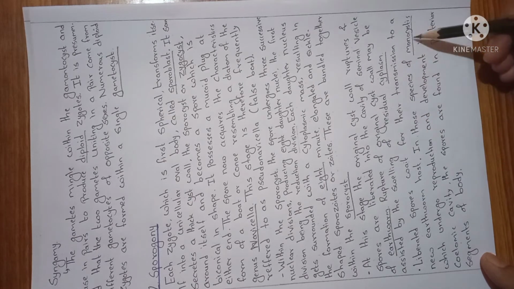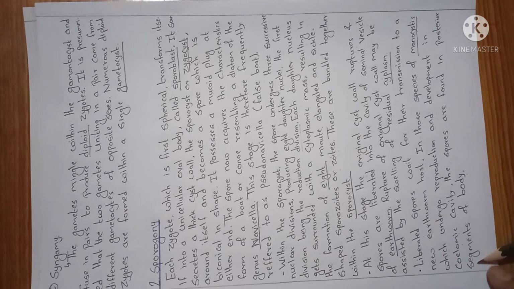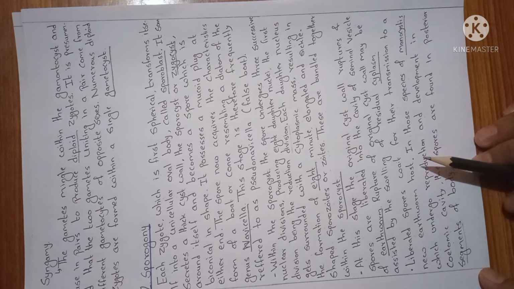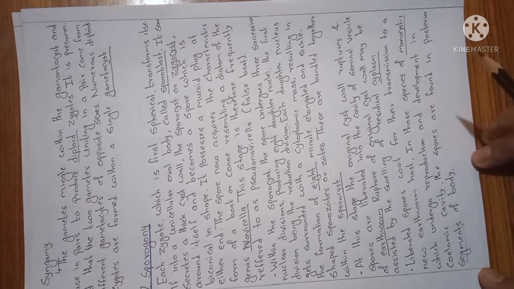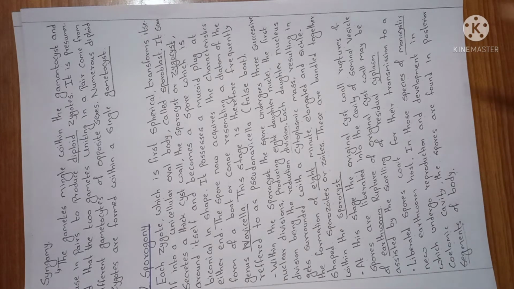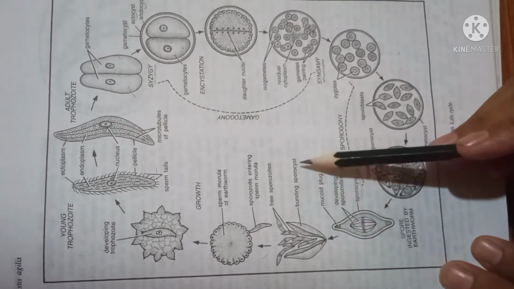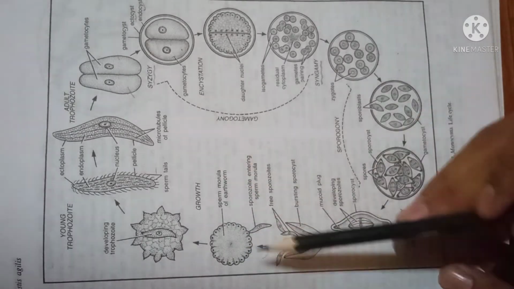In those species of monocystis which undergo reproduction and development in the coelomic cavity, the spores are found in the posterior segment of the body. The sporocyst wall also bursts, and after the bursting of the sporocyst wall, the spores are found in the seminal vesicles and enter into the sperm morula of the earthworm.